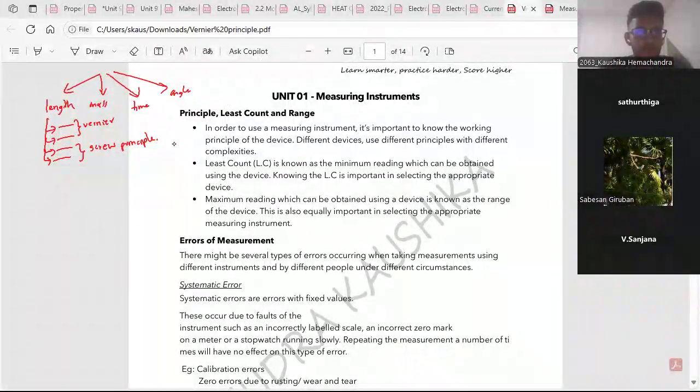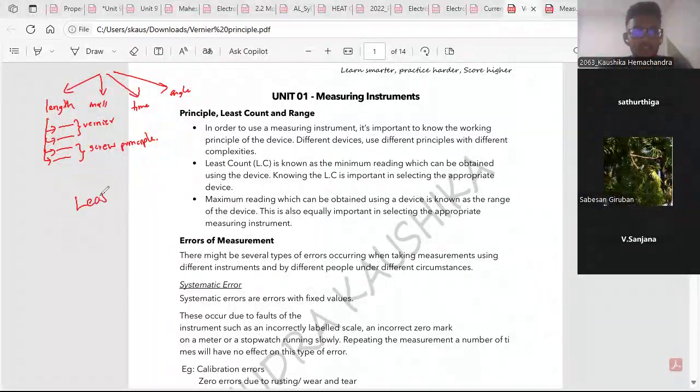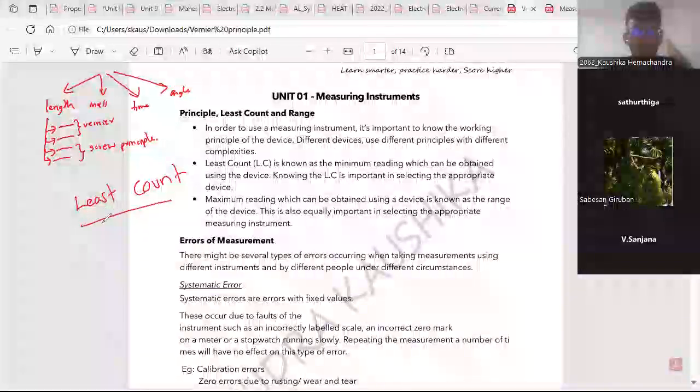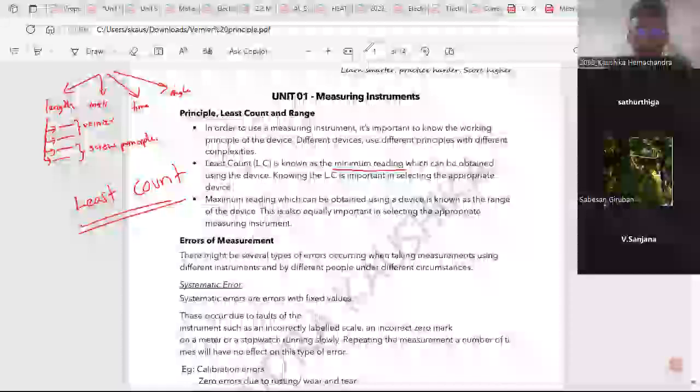Okay. So the main word that you will find in this lesson is the least count, right? Is the least count. So using the word, you can get the meaning, least count. So what is the least count relevant for? For a measuring instrument. So the least count that the measuring instrument can make, that means the least measurement that it can make, or the minimum reading which can be obtained using a measuring instrument.